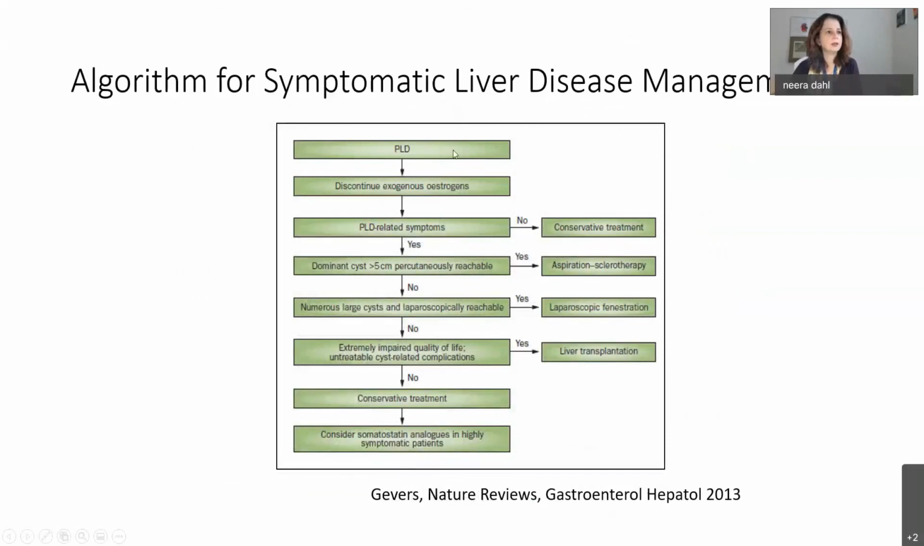And so this might be an algorithm for considering how to treat people who have symptomatic liver cysts. So you would first consider aspiration or sclerotherapy, and then perhaps laparoscopic fenestration. And then if there's really an impaired quality of life, to consider liver transplantation. And if that is not an option, then to consider treatment for things like the somatostatin analogs, particularly in highly symptomatic patients.